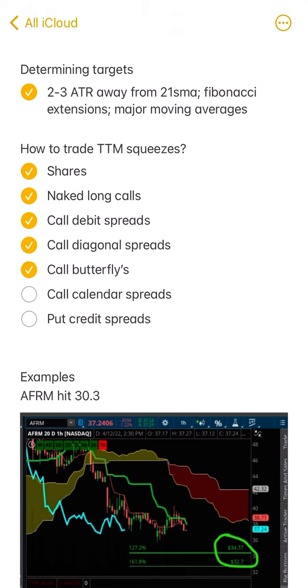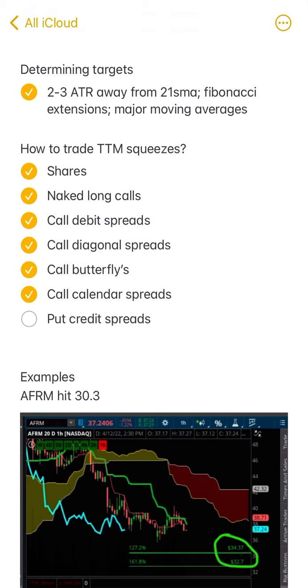Call butterflies, right? Especially if you're near expiration. If it expires in a couple of days and you're thinking it might fire in the next 2 days, call butterflies are perfect to do. They're low risk with a high reward, right? If you can give yourself more time, like a week or two out, for the TTM squeeze to work out. But keep in mind that it's not very delta positive, especially if it's not within a week of expiration, right? So just keep that in mind, okay?